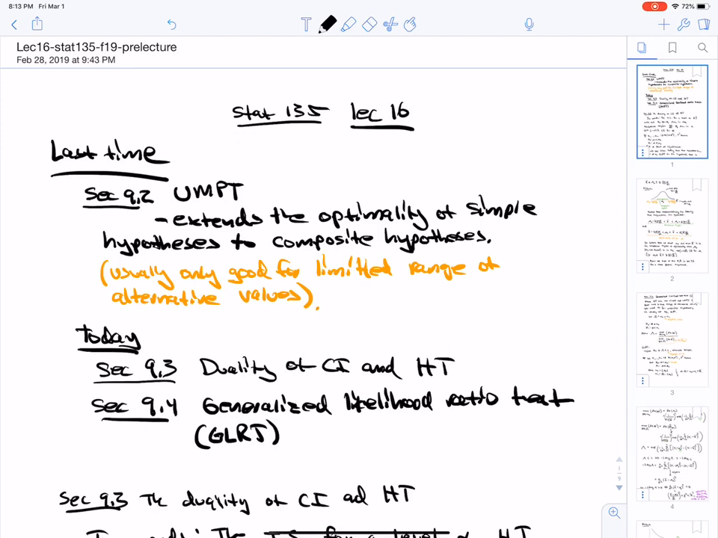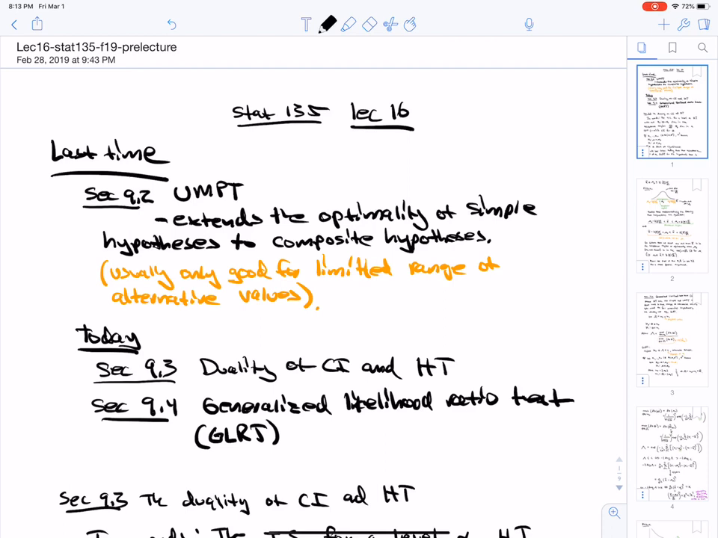Hello, it's Stat 135, Lecture 16. So last time we were talking about uniformly most powerful tests, which extends the optimality of simple hypotheses to composite hypotheses. However, usually they're only good for a limited range of alternative values, which unfortunately aren't the values that you often need. So they have actually limited use. We'll see how to get around this problem, however, using what's called a generalized likelihood ratio test.